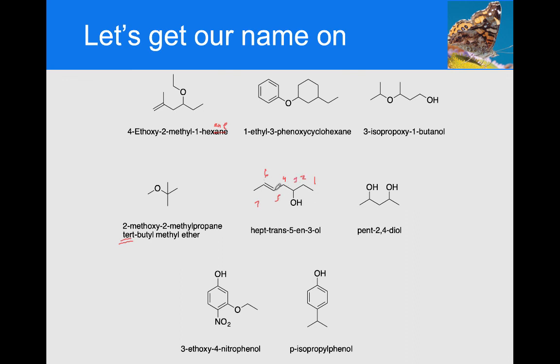And then this is a trans double bond here. So this double bond is trans, so we have to put the trans in there. Hept-trans-5-ene-3-ol. Pentane-2,4-diol, that's relatively straightforward, I think. These are phenols, so 1, 2, 3, 4. And then this is an ethoxy group. So 1, 2, 3, so 3 ethoxy, 4 nitrophenol.